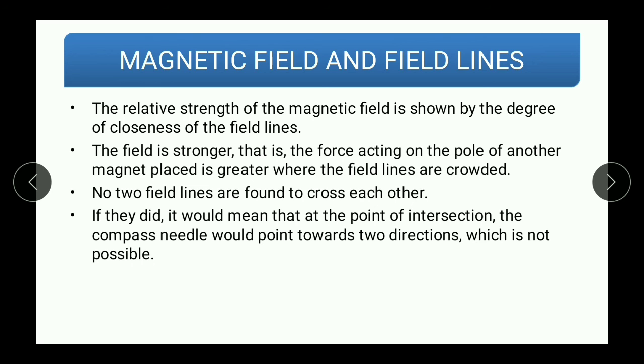What does it imply? Suppose in your wildest imagination you consider that these lines are intersecting each other, then what would happen if I bring a compass needle to such a point? You will see that the needle would point towards two directions, which is not possible. So this implies that magnetic field lines would never cross each other.